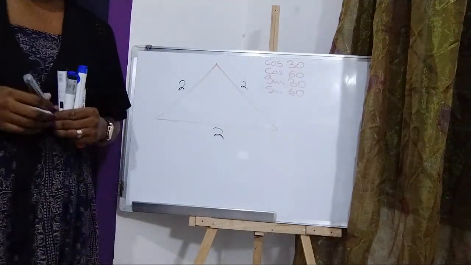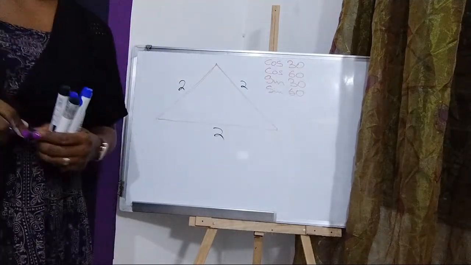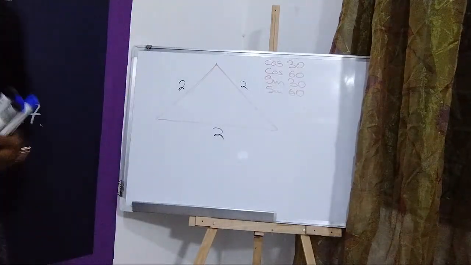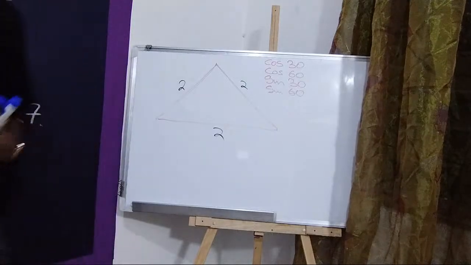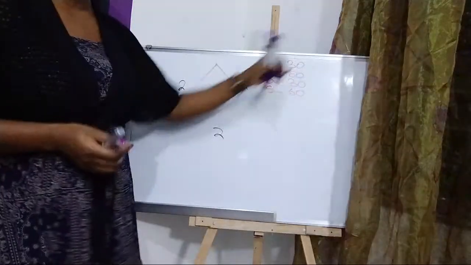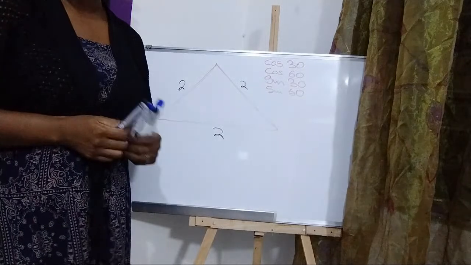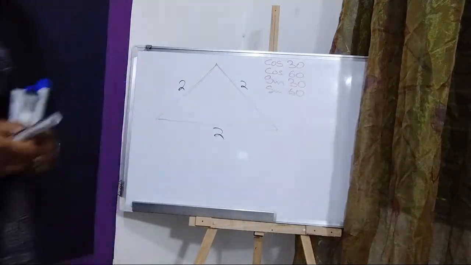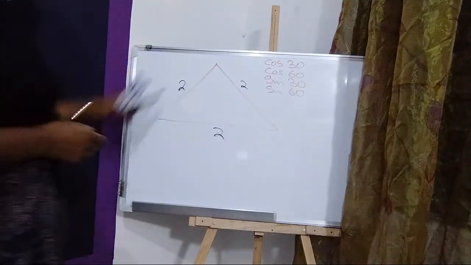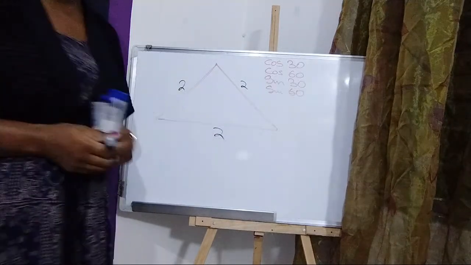Any triangle that has equal sides is known as an equilateral triangle. So now you're in an examination and you want to find cos 30 or cos 60 or sin 30 or sin 60 and you do not have a calculator. What do you do? You draw an equilateral triangle and measure 2 units on each side.